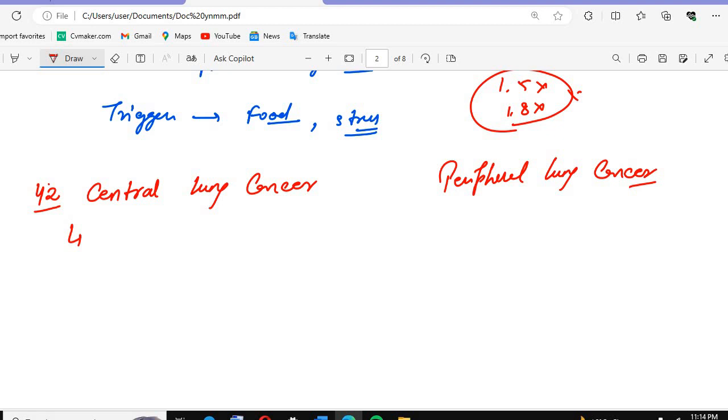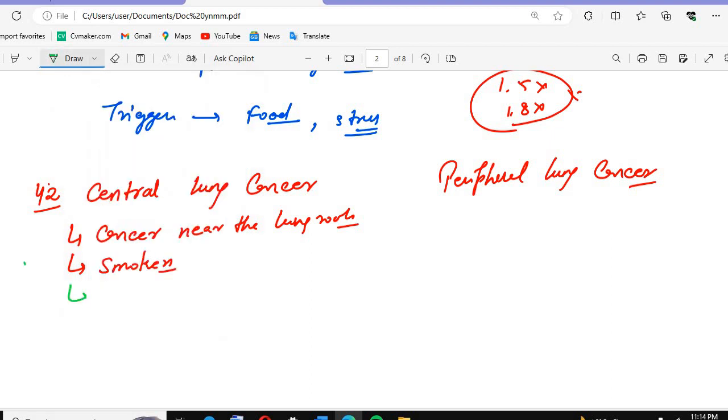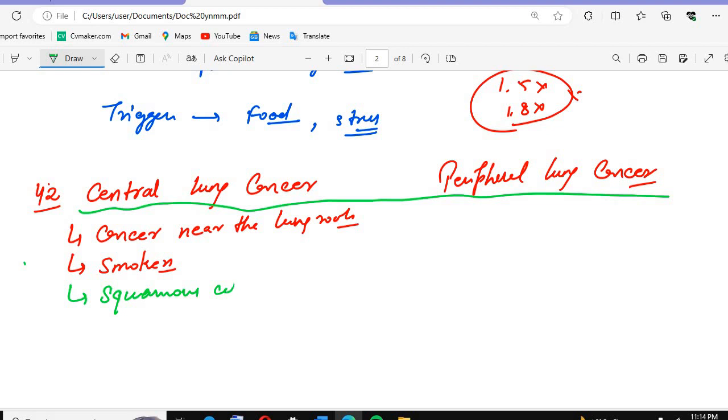Central lung cancer means the cancer that is present near the lung roots, and it is seen mainly in smokers. It is mainly squamous cell carcinoma.